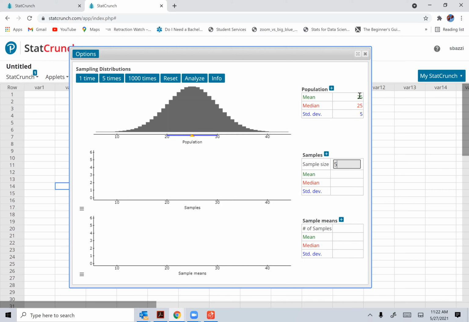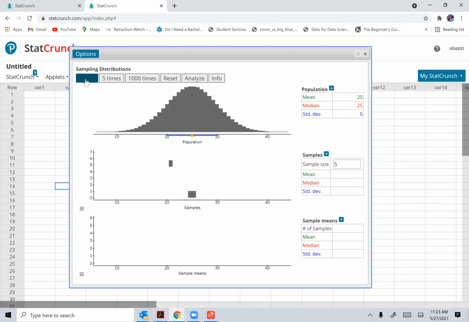I could change this one to make it any number I want, but I want to start with the mean of 25 and standard deviation of 5. We're going to collect samples of size 5. So each sample has 5 values, guys. And we're going to ask this applet for each sample to find the sample mean and then graph it for us. So I'm going to begin just one time and just see that in action, guys, what's happening.